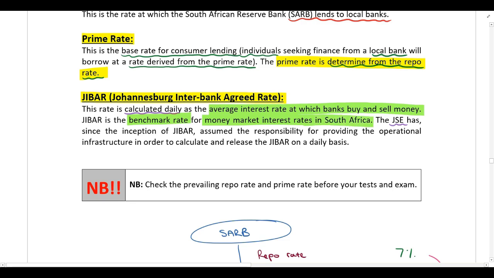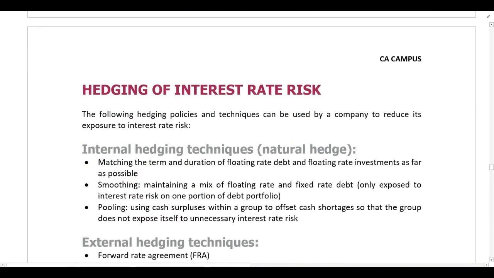We already know that if companies need finance, they can go to the money market in order to raise finance. Remember, the money market is a source of short-term finance for companies. So if companies are looking for short-term finance, they go to the money market, and when they borrow money, it's going to be at an interest rate which is linked to the JIBAR, the Johannesburg Interbank Agreed Rate. So make sure you understand all of those definitions.